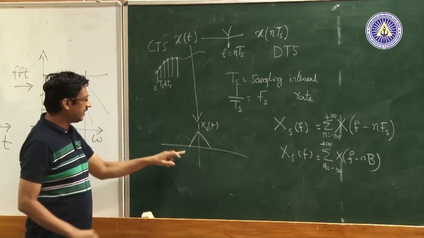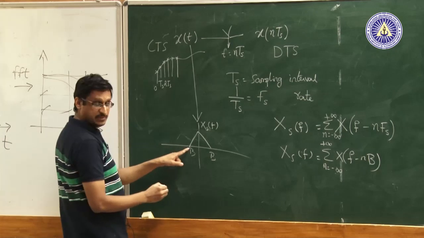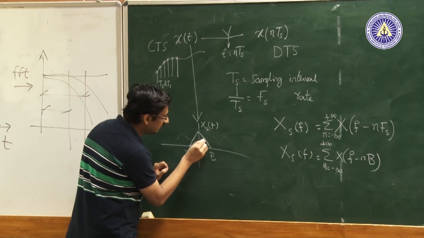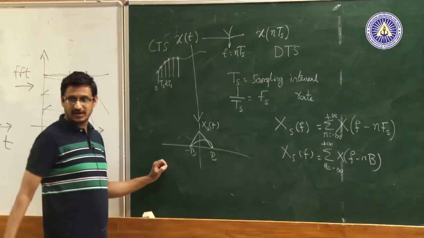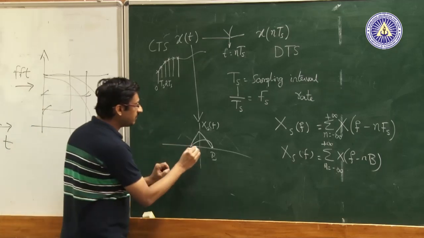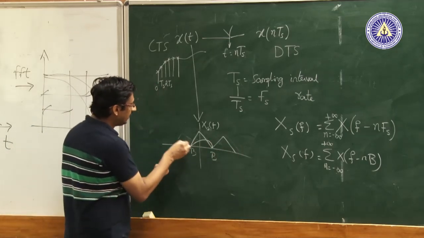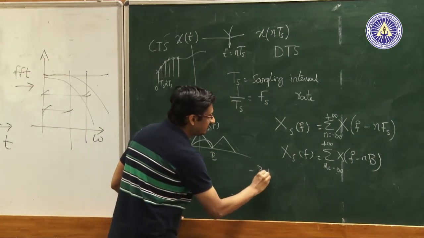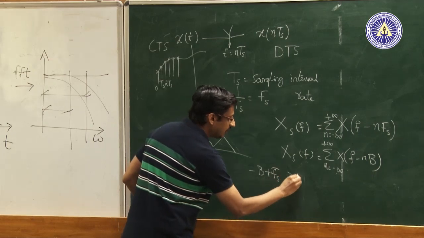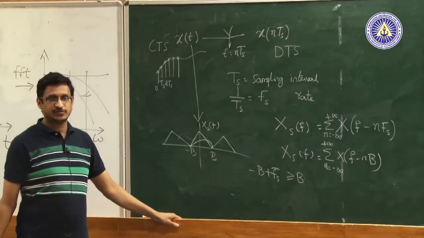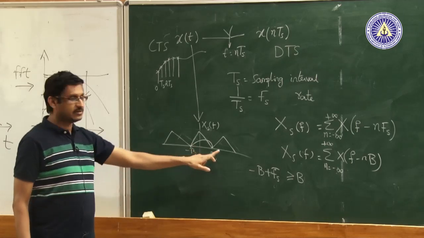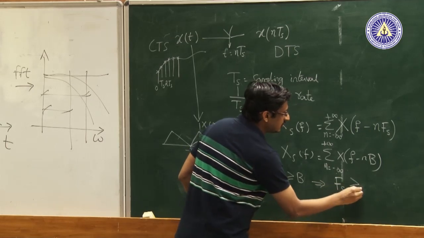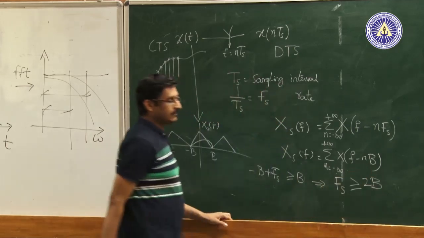Clearly, if I am going to shift this spectrum, which was at this component at minus B, to a value such that it should not overlap, I have to choose this point at least such that it goes to plus B, right? It just touches B, because when that happens, the spectra that you get will be barely touching each other. So, minus B plus Fs should be greater than or equal to B is the condition that you need to satisfy in order that these spectral regions do not overlap with respect to each other. This implies that the sampling rate Fs should be greater than or equal to 2B.